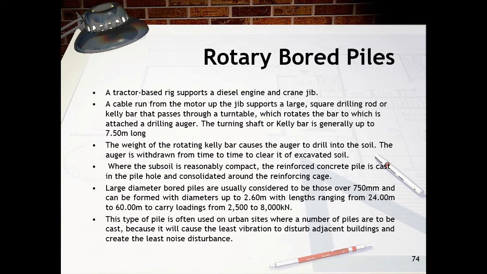A cable runs from the motor up. The jib supports a large square drilling rod or caliber that passes through the turntable, which rotates the bar to which is attached a drilling auger. Jadi caliber ni akan bersambung dengan drilling auger. The turning shaft of caliber is generally up to 7.5 meter long. The weight of the rotating caliber causes the auger to drill into the soil. The auger is withdrawn from time to time to clear the excavated soil.